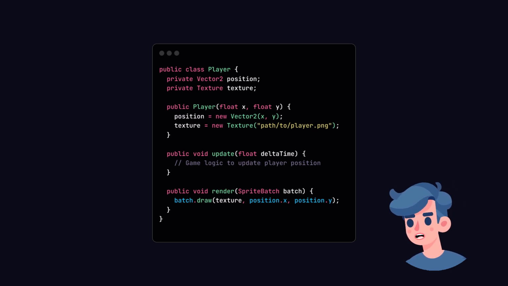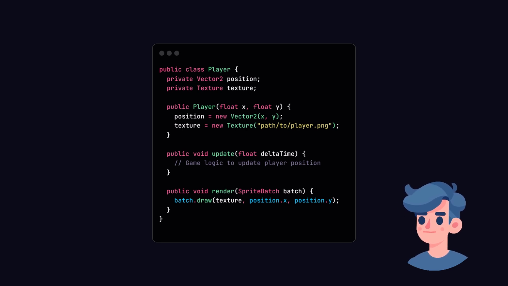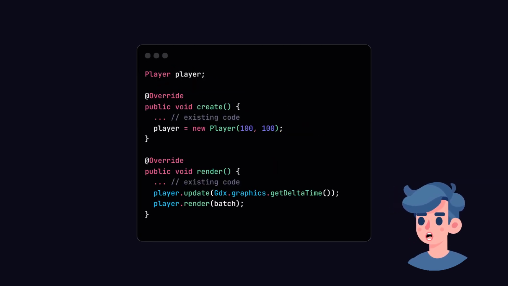Create a new Java file named player.java in the same package, and define properties like position, velocity, and texture. In the game class, instantiate the player object in the create method and call its update and render methods inside the render method. Make sure to pass the delta time to the update method for smooth movement.